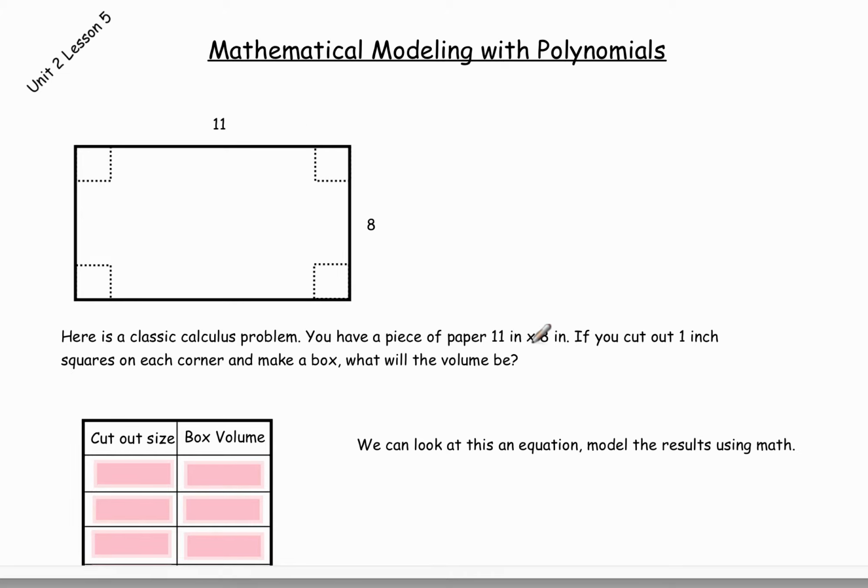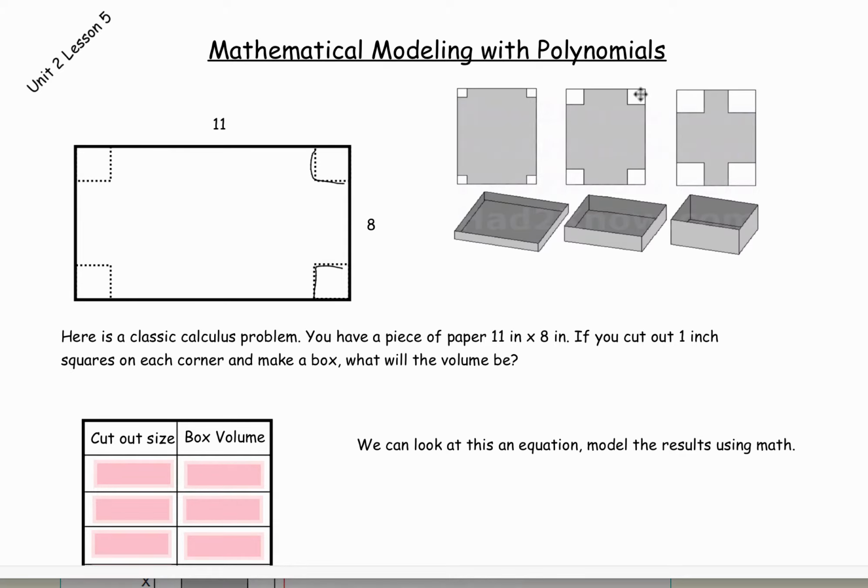We have a piece of paper, 11 inches by 8 inches, almost standard. Instead of an 8.5 by 11, I made it 8. So if you cut out 1-inch squares on each of the corners and make a box, what will the volume be? So just think about you're cutting out these corners right here and you're folding this paper up to make a three-dimensional box.